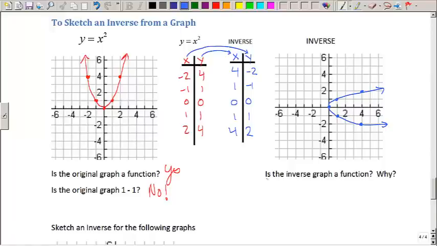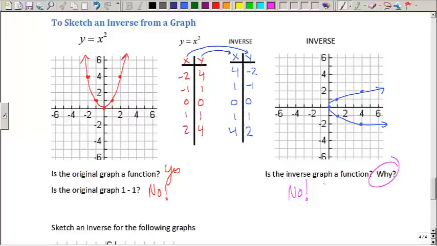And then let's answer the question: is the inverse graph a function? Well, no, this inverse graph is not a function because it doesn't pass the vertical line test. So this is no, it's not a function. Well, how come I started off with a function and I did the inverse and I didn't get a function? Why?